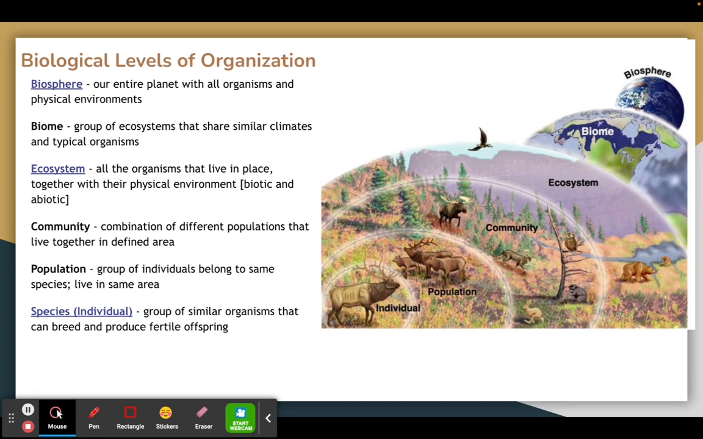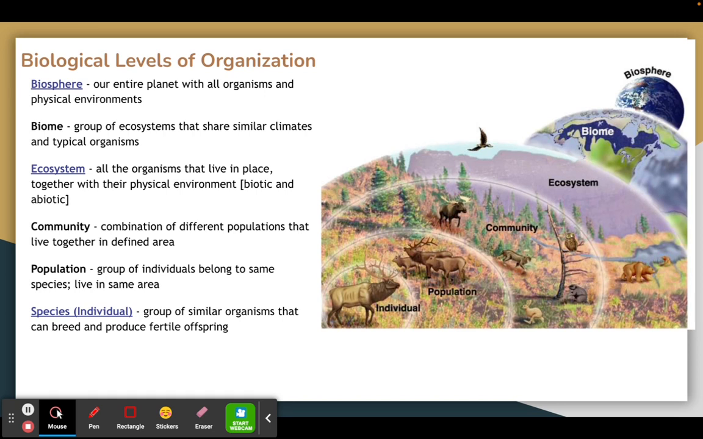Within our entire planet or biosphere, we have groups of ecosystems or biomes that share similar climates and typical organisms. Biomes are specific regions of the planet where there are generally the same types of climates, which is weather and precipitation, as well as what kinds of specific organisms are going to live there. The organisms that live in our biome are not going to be found in the biome in South America, right? Then, if you drill down even further into that specific biome, you're going to have an ecosystem.